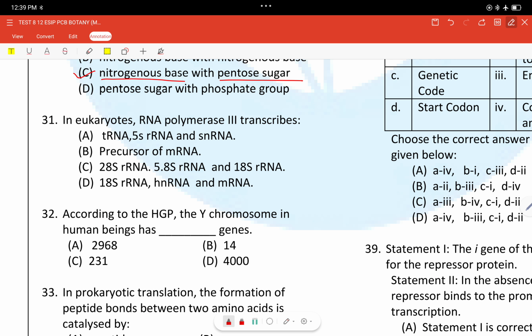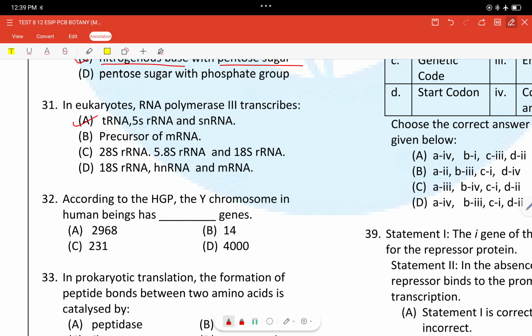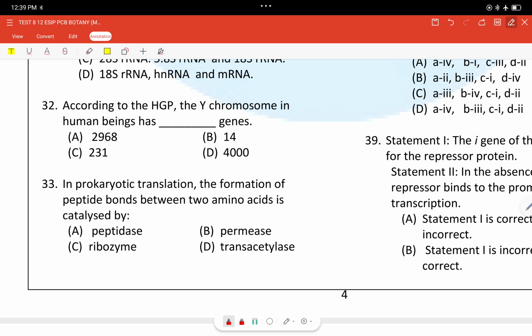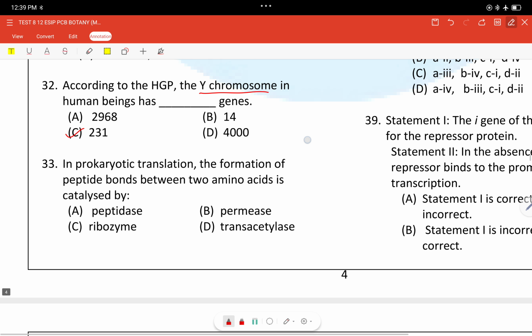In eukaryotes, RNA polymerase 3 transcribes tRNA, 5sRNA and snRNA. This is a very important function of all three types of RNA polymerases, very important for NEET. If you haven't done it, please refer to NCERT for the functioning of all three types of RNA polymerases. According to HGP, the Y chromosome in human beings is the smallest chromosome, while chromosome number 1 is the largest chromosome and has 2968 genes.